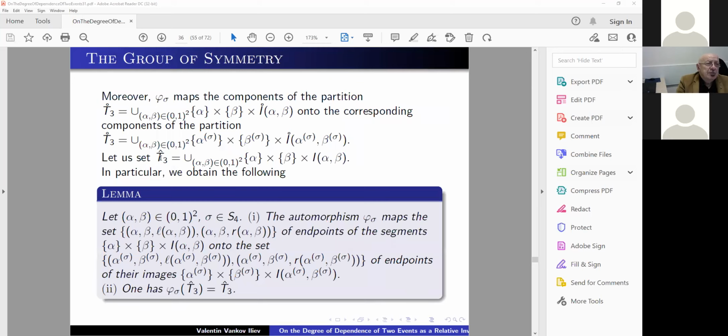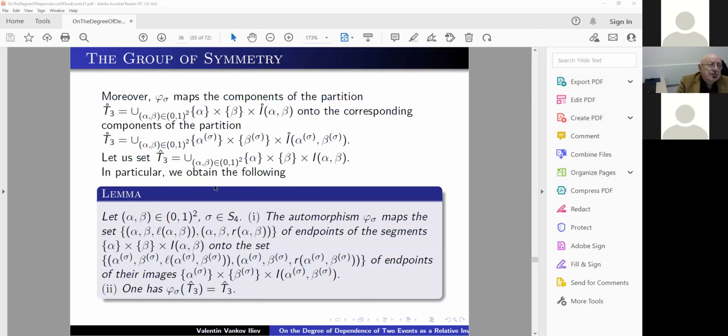Let's set by T3 hat the union of those strata, but here you take alpha beta strictly between 0 and 1, and instead of the interior of this interval you put the whole interval. In this way we can approach the endpoints of this interval via theta, and we can take the limits.